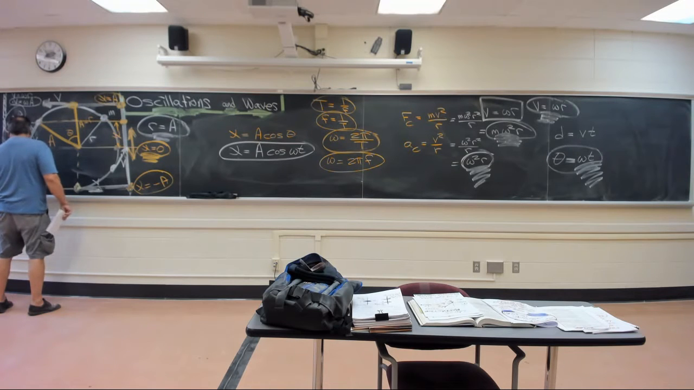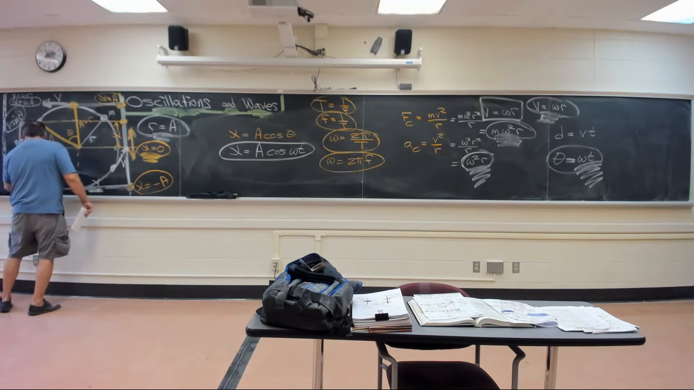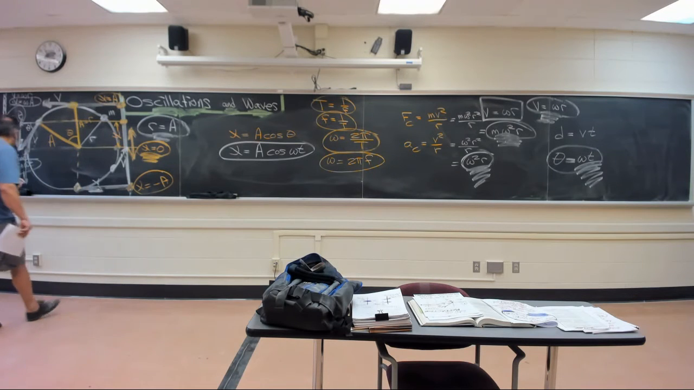Sine theta is this. Didn't we say that theta, ladies and gentlemen, was omega t? Over there, way over there, we said that theta was equal to omega t. So it's omega A sine omega t.